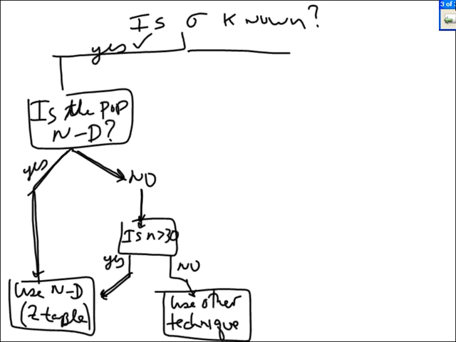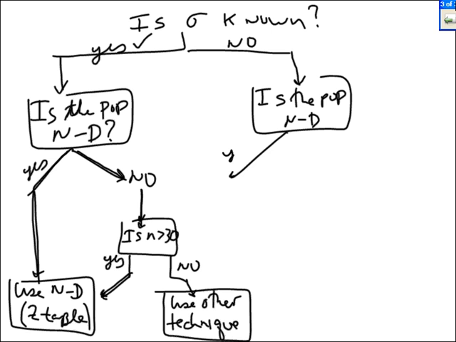Well, is sigma known? You may actually say no. Okay, and that's the section we are in right now, right here and now. So you have to ask, is the population normally distributed? And if you say yes, then you use the t-distribution. That is the t-table. If it's normally distributed, use the t-table.